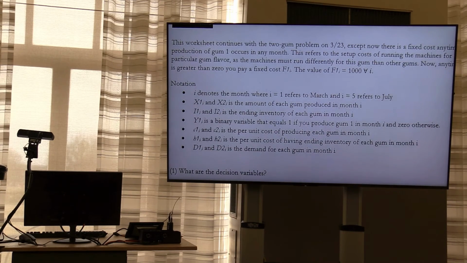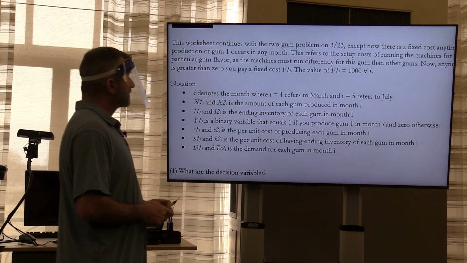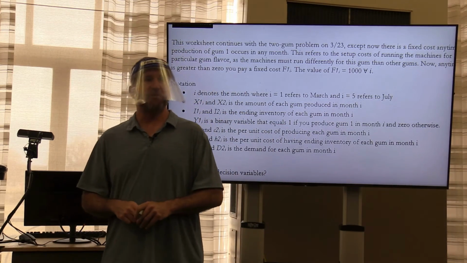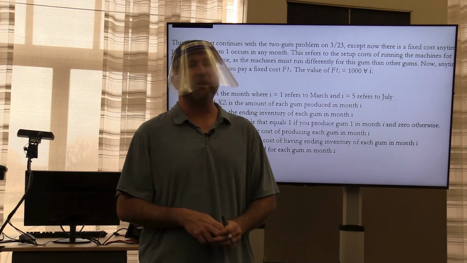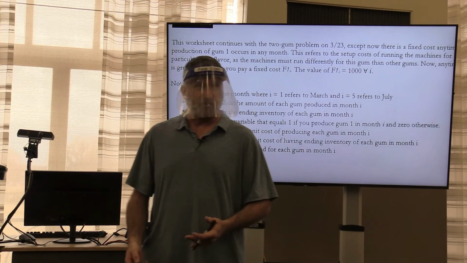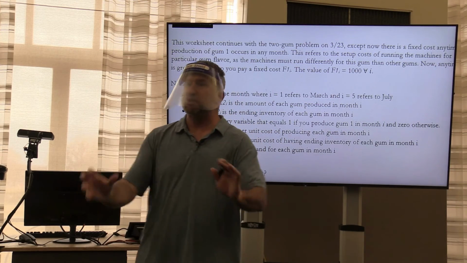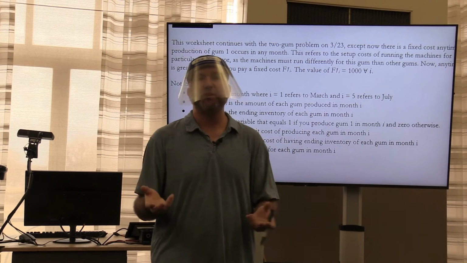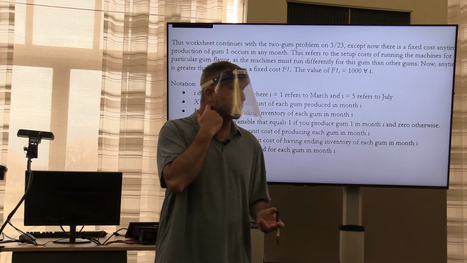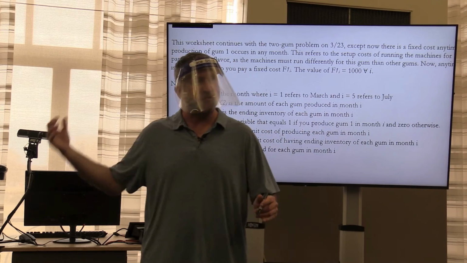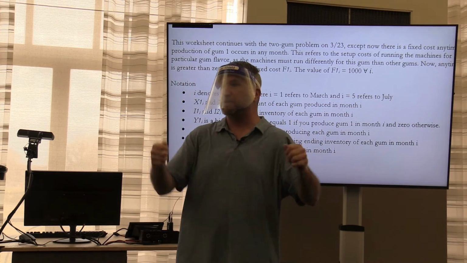So it's the same model as before, except we have one other thing. Anytime we produce gum 1 in any month, something special happens. Gum 1 is special. When we use the machines to make this gum, it has to be calibrated differently because the ingredients are different. So whenever we produce gum 1 in any month, we have to pay engineers a fixed cost to come in and calibrate the machines.